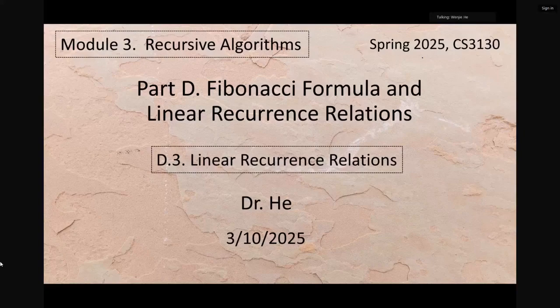Here, we need to solve the linear recurrence relation. How to solve a linear recurrence relation? Using this example, we review, because in discrete math there is a section where you study this topic. But here we do it another time, from the problem solving point of view.